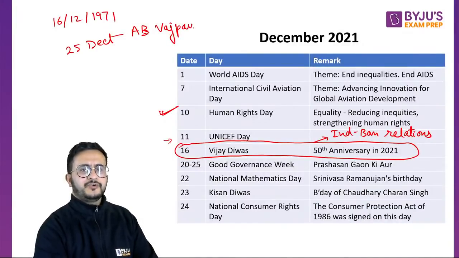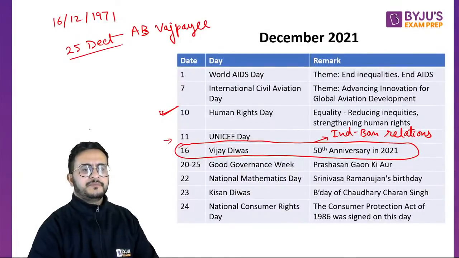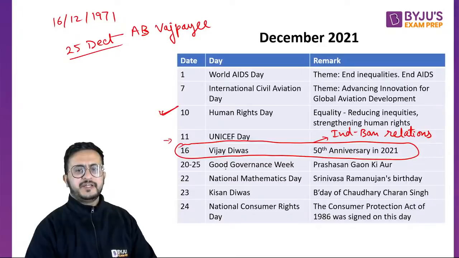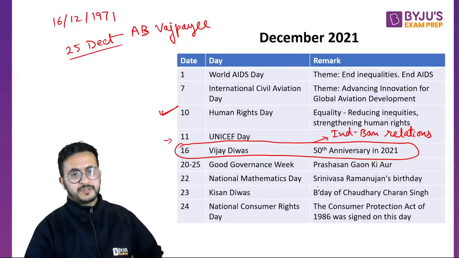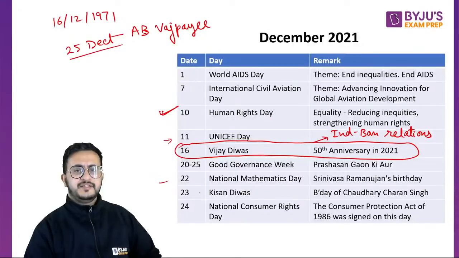Okay, so on that occasion, it is observed on 25th of December. And you have the week observed from 20 to 25th of December. The National Mathematics Day is the birthday of Srinivasa Ramanujan, you know, the famous mathematician. Then Kisan Divas is observed on 23rd of December, the birthday of Chaudhary Charan Singh, former prime minister, right?